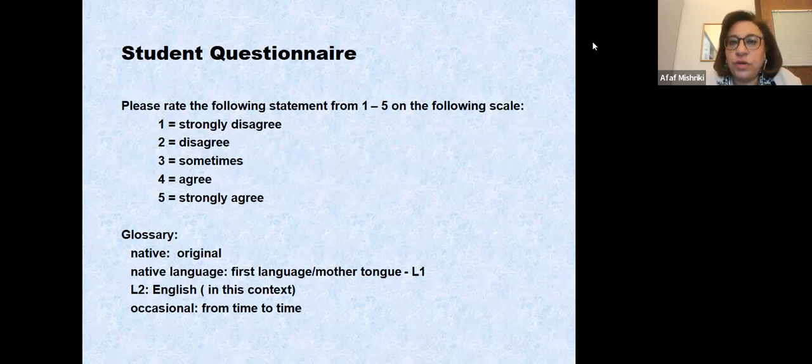The prompt to the questionnaire was as follows: to rate the statement from 1 to 5 on the following scale. And we glossed the words that may not really be very familiar to the students so that they can use them the same way we want them to use, which is what's native language, what's L1, what's L2, and what do we mean by occasional.